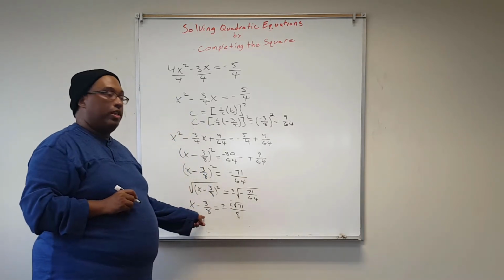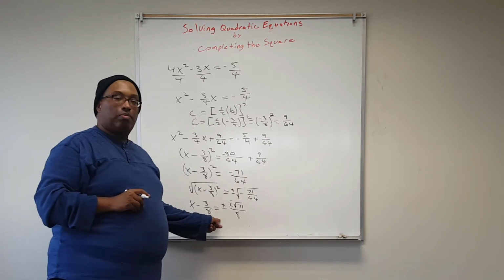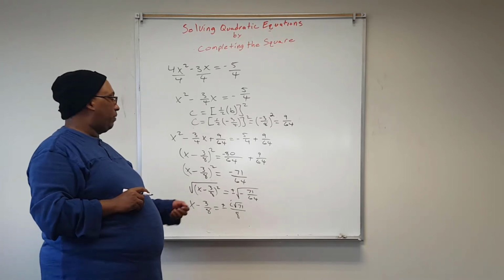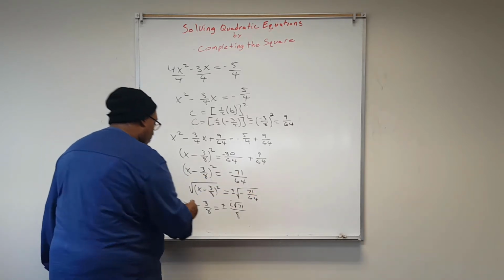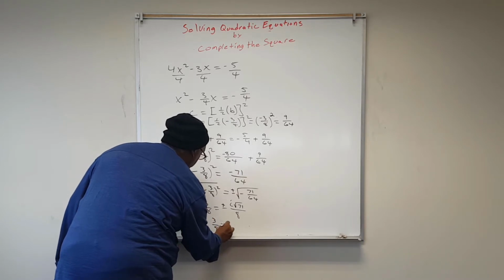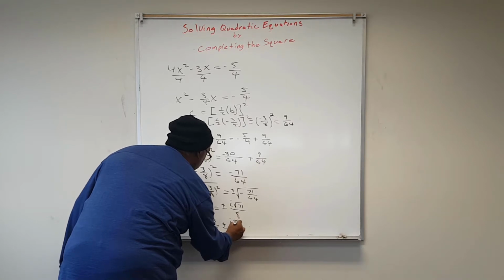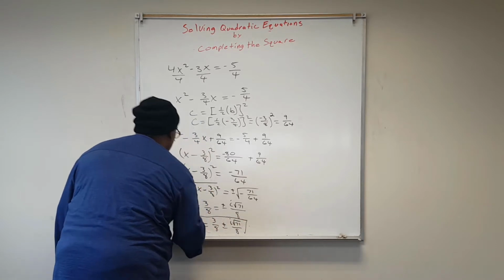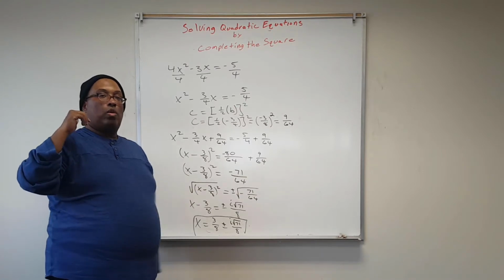Now we have to move this over to solve for x. When you move it over, you always put it in front of the plus minus because it's the real part of our complex answer. A complex solution has a real part and an imaginary part. x equals 3/8 plus minus i square root 71 all over 8. That's our solution.